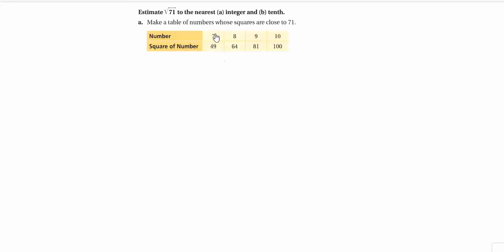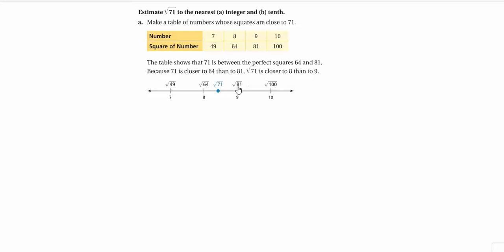There's the table. So 7 squared is 49, 8 squared is 64, 9 squared is 81. 71 is somewhere in between 8 and 9. And then we just have to figure out which one is closer. Is 8 or is 9 closer to 71? Is 8 squared or is 9 squared closer? And I believe that 8 squared is closer because it's 7 away. 9 squared is 81. That is 10 away from 71. So 8 squared is closer, which means that the nearest integer to the square root of 71 is 8.